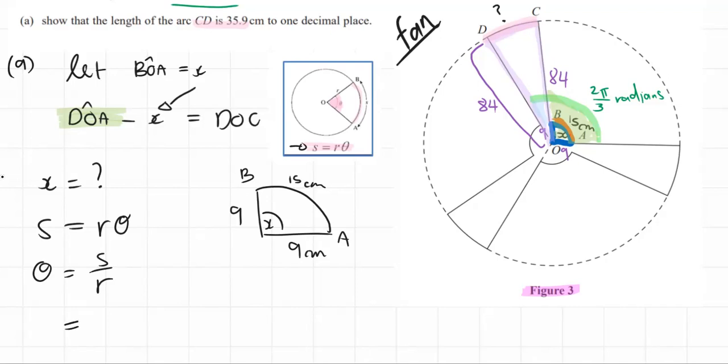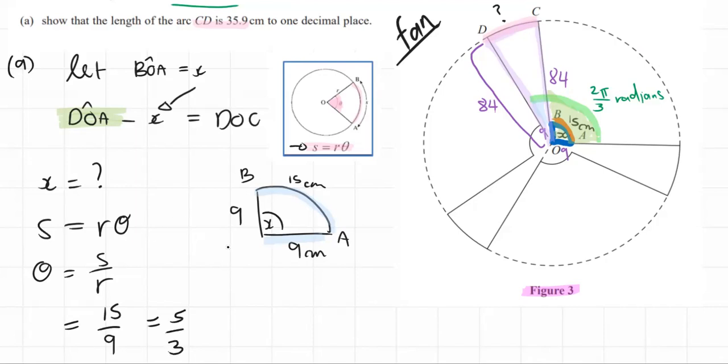And if we have S over R, it's our length S over the radius. Well, our length is going to be 15 over the radius, which is 9. Okay. 15 over 9, which simplifies, dividing top and bottom by 3, to get 5 over 3.